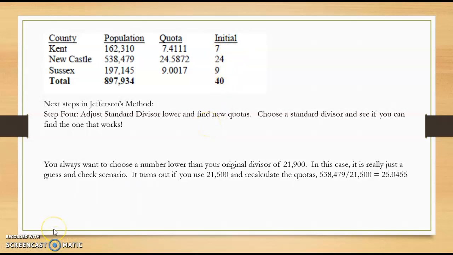So those are several examples of the Hamilton and Jefferson methods. I hope that helps, and if you still have questions, feel free to email me.